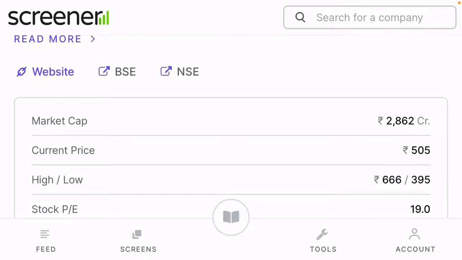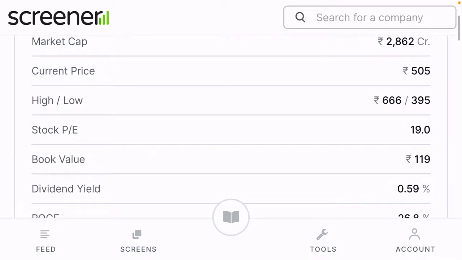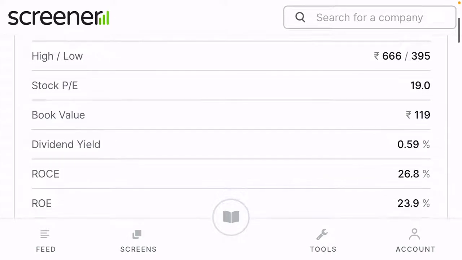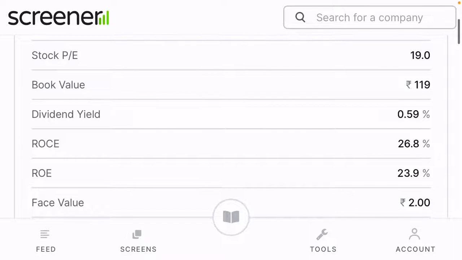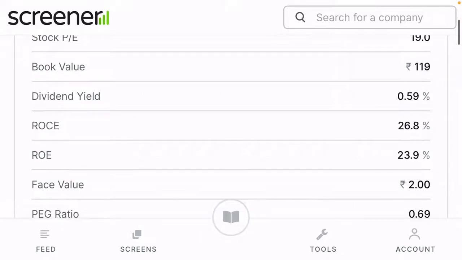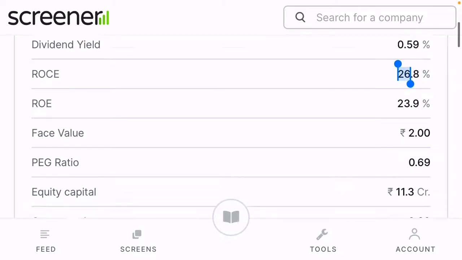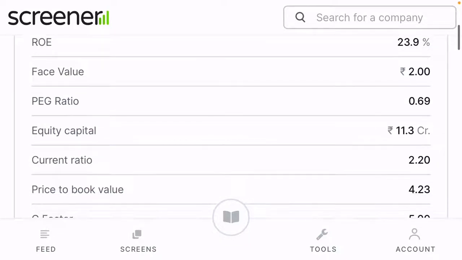Okay, let's talk about more information on this company. Market cap is 2862 crore, current price is 505, high price 666 and low price 395. Stock P/E is 19, which is a very good sign. The P/E is still low if you compare it with something like Page Industries. Book value is just 119 and dividend yield is 0.59, which is also a good sign. The company is not paying too much dividend. Return on capital employed is awesome, 26%. Return on equity is 23%. Face value 2. PEG ratio 0.69.